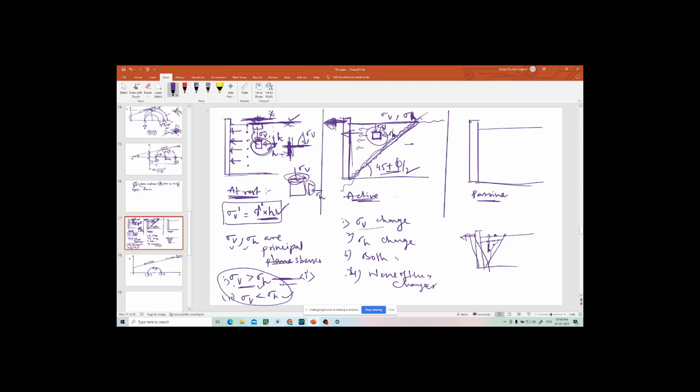Imagine. Sigma h will change, right? So will it decrease or increase? Can you tell me, will it decrease or increase? Increase. It will increase. How?